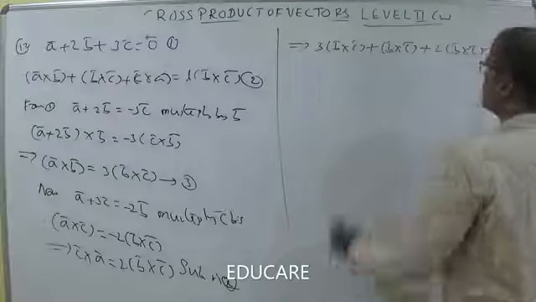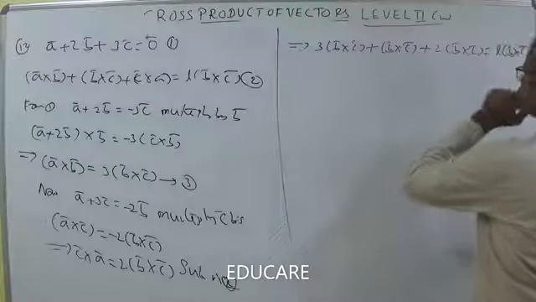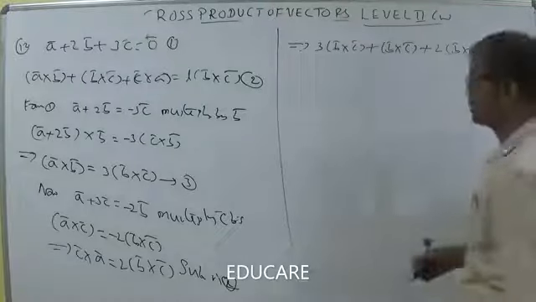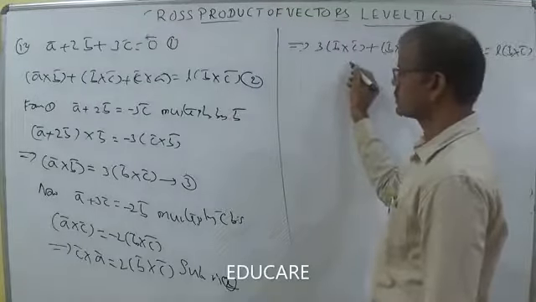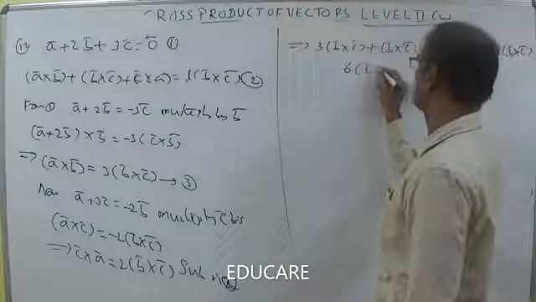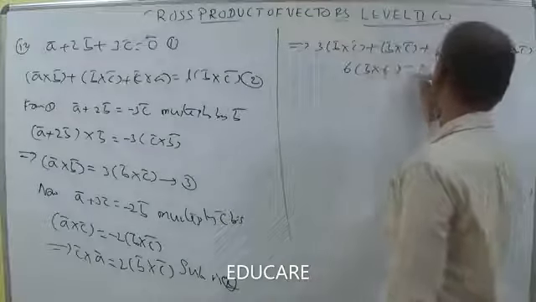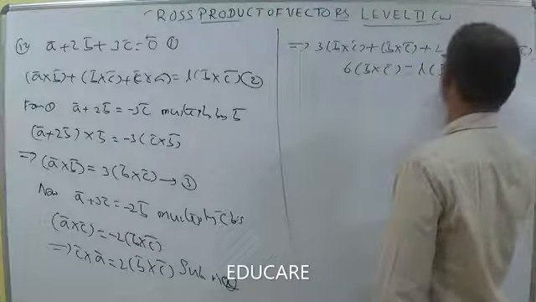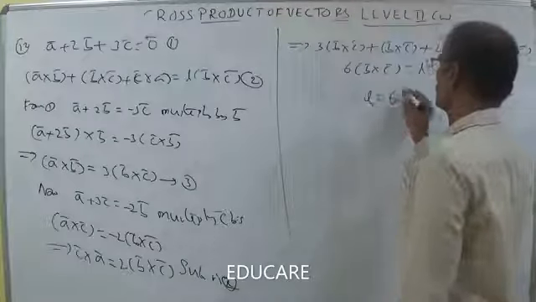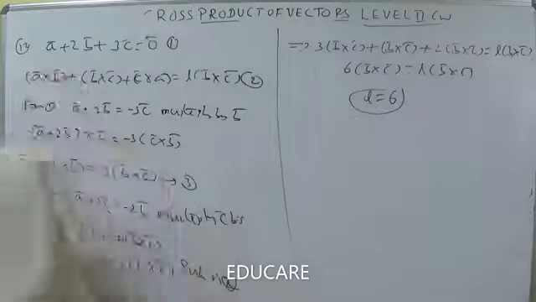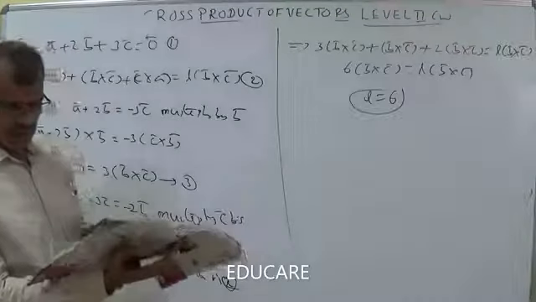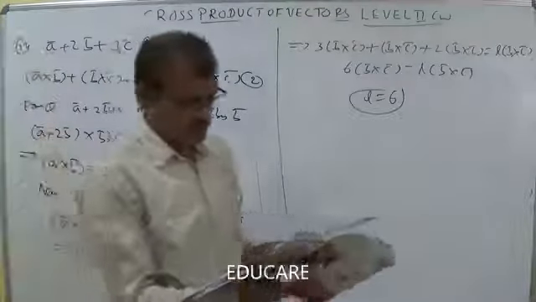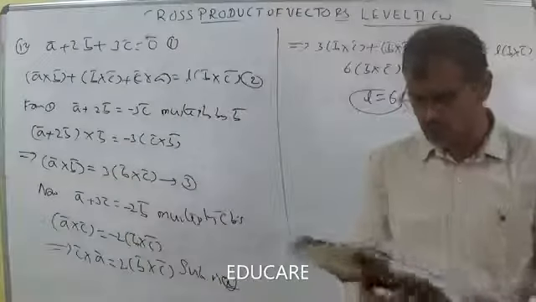He gave 3 plus 1 plus 2, 6. So 6 into B cross C equal to L into B cross C. So L equal to 6. According to the options, 12th question, the third option he gave, L equal to 6, correct.